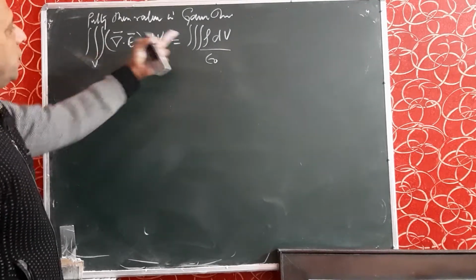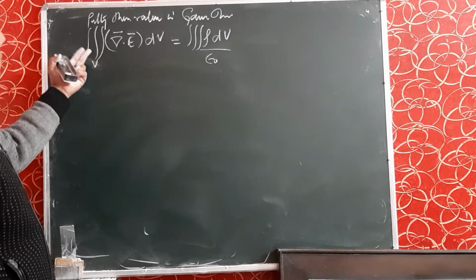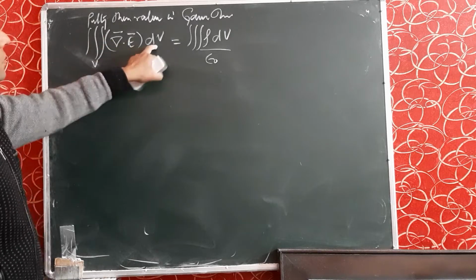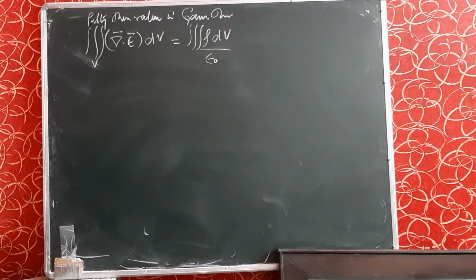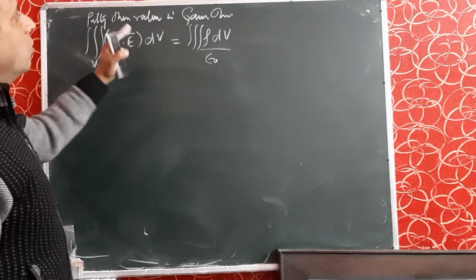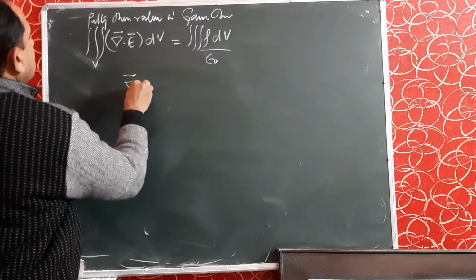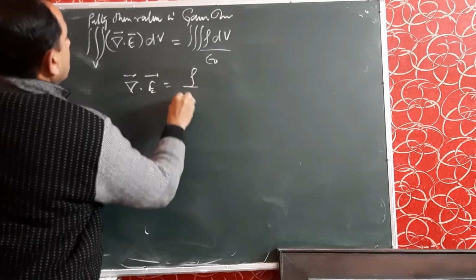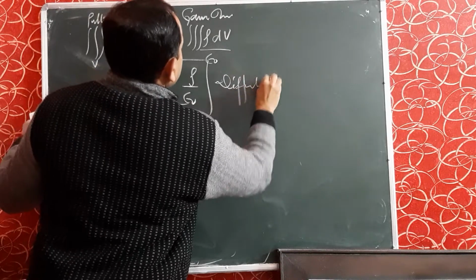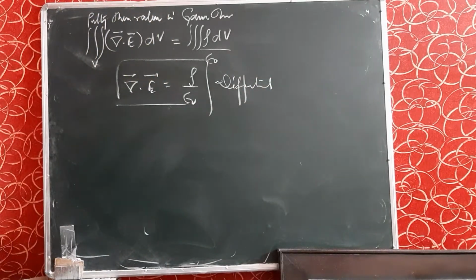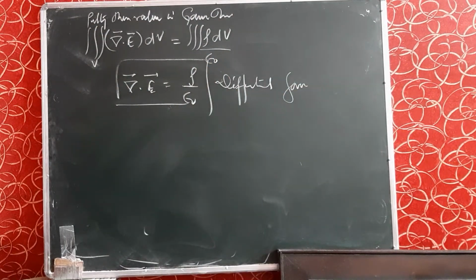Now there is uniformity on both sides, because on the left hand side there is triple integral of volume, again on the right hand side is triple integral of volume. So we can cancel or omit this triple integral volume from both sides, and we will get del dot E is equal to rho upon epsilon naught. So this is differential form of Gauss theorem. This form has not been studied in the lower classes.